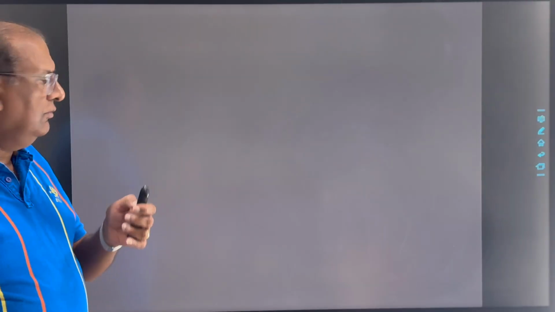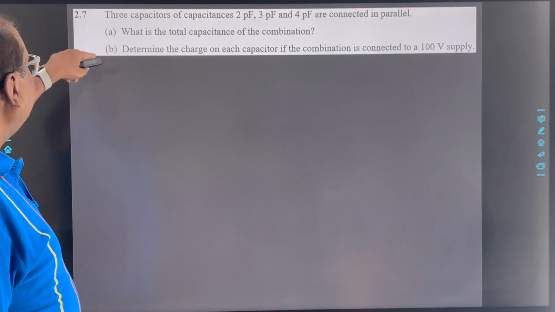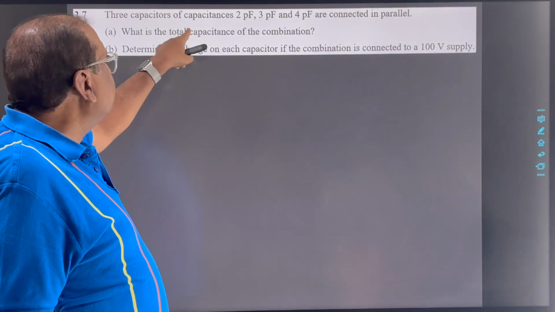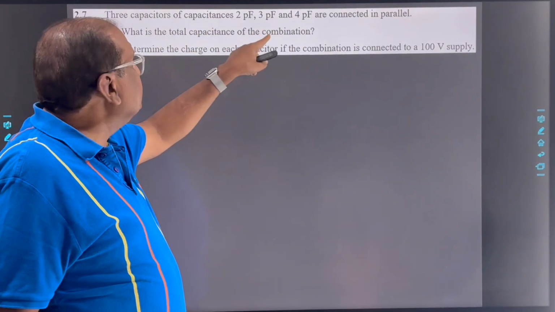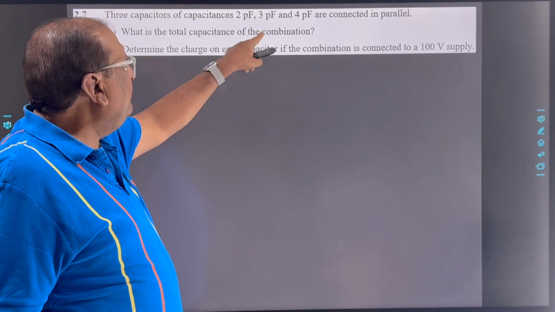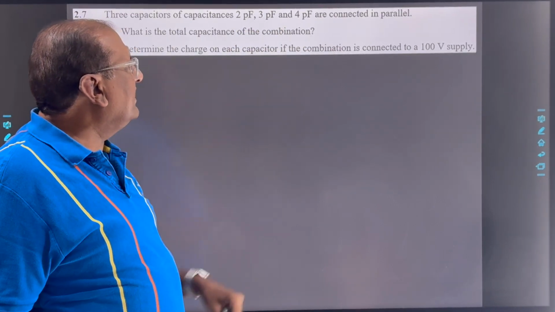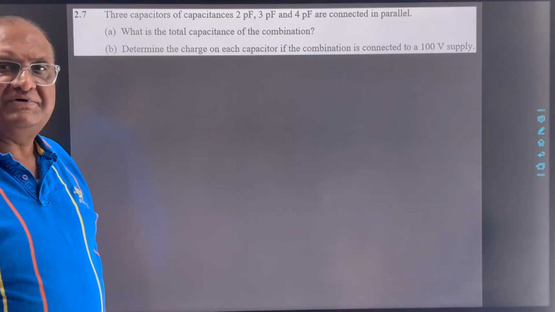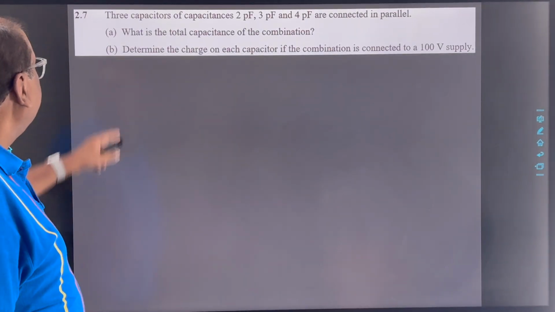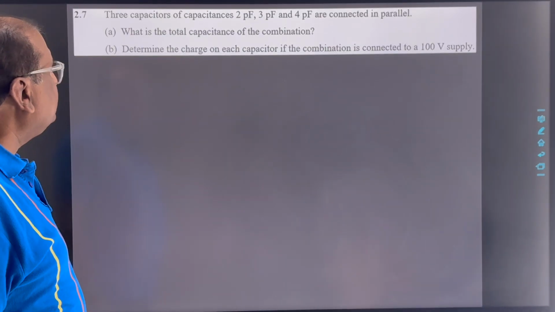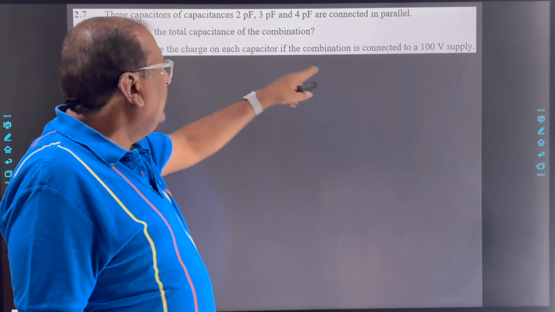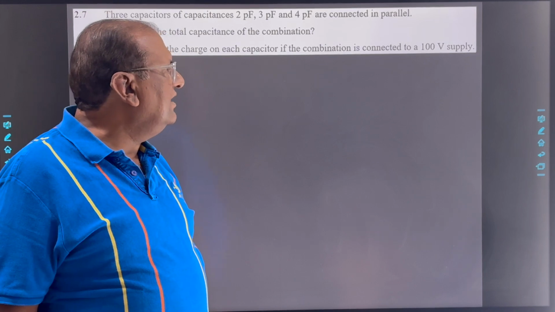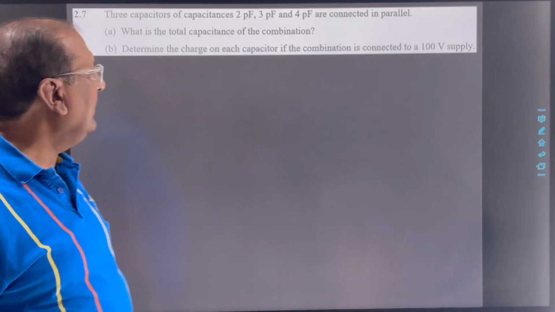Clear? Now example 2.7. Three capacitors of capacitances 2 picofarad, 3 picofarad and 4 picofarad are connected in parallel. A. What is the total capacitance of the combination? B. Determine the charge on each capacitor if the combination is connected to a 100 volt supply.